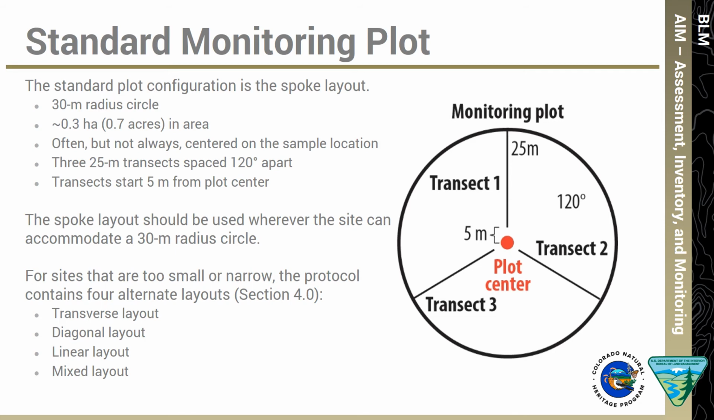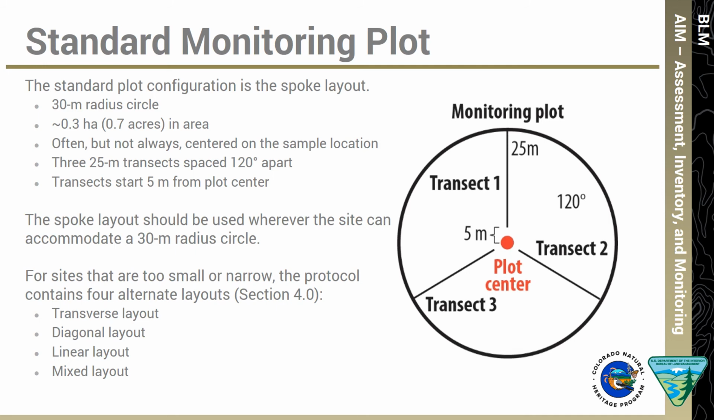The standard monitoring plot configuration is the spoke layout. The spoke layout is a 30-meter radius circle that encompasses approximately 0.3 hectares or 0.7 acres in area. The spoke layout is often but not always centered on the sample location. The spoke layout includes 3 25-meter transects spaced 120 degrees apart. Each transect starts 5 meters from the plot center. The spoke layout should be used whenever the site can accommodate a 30-meter radius circle.